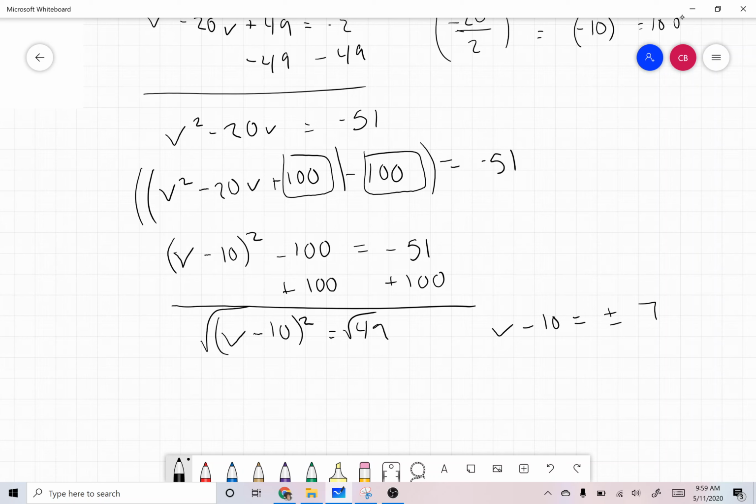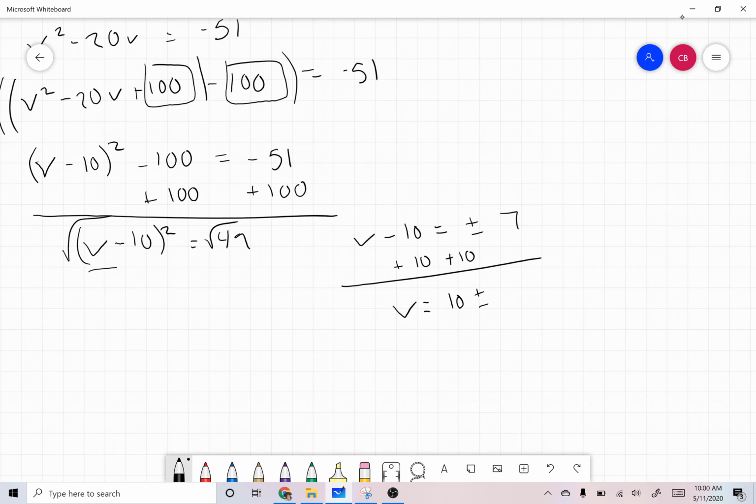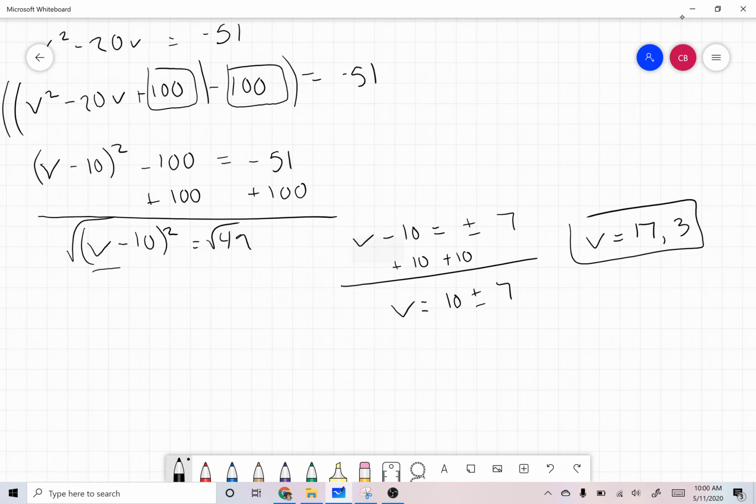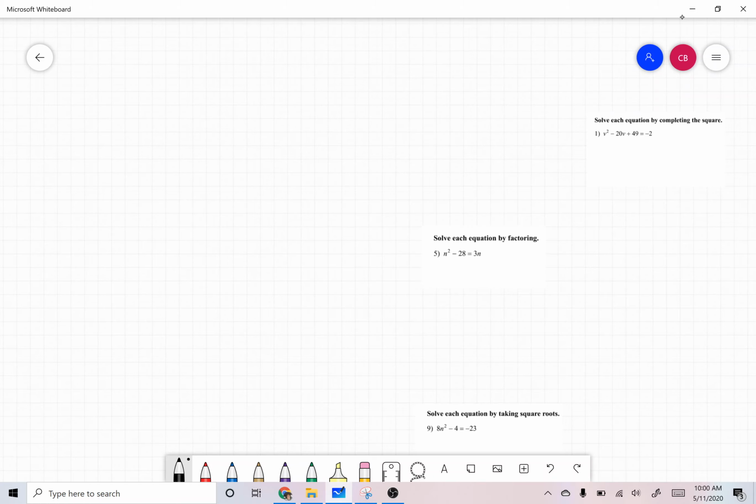Now, make sure that you remember the reason it's plus or minus 7 is because we took the square root of v squared. If you plug positive 7 into v, you will get the same answer as if you plug negative 7 into v. Then we add the 10 to both sides. V is equal to 10 plus or minus 7, which means v is equal to 17, or 10 minus 7, which is 3. And that's how we solve that by completing the square. Simple enough. One of the nicer examples for completing the square.